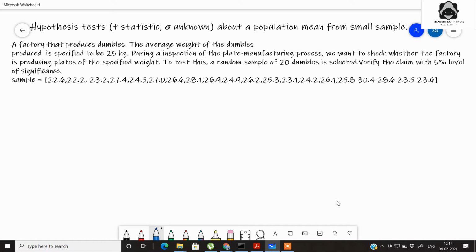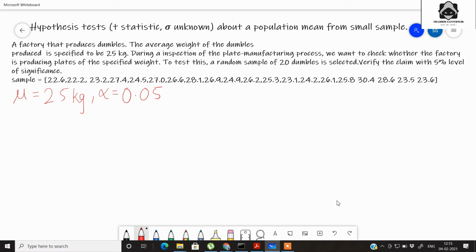A factory that produces dumbbells, the average weight of dumbbells produced is specified to be 25 kg. So we are given that mu is equal to 25 kg. During the inspection of the manufacturing process, we want to check whether the factory is producing dumbbells of the specified weights. To test this, a random sample of 20 dumbbells is selected. Verify the claim with 5% level of significance. So we are given that the alpha value is equal to 0.05, and then we have the sample where the dumbbell weights are given to us.